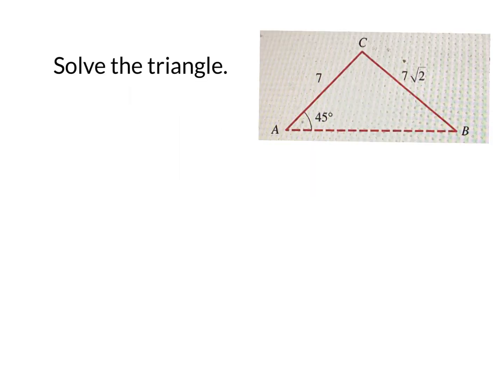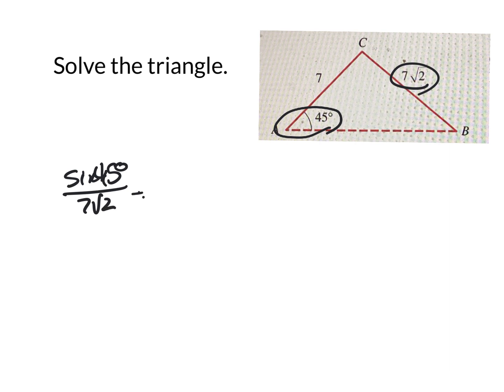All right, first one says solve the triangle, and it's basically giving us the same thing we got yesterday. I'm okay to use law of sines because I know angle A and I know side A. Remember, they're opposites of each other. So I'm going to say sine of 45 over 7 times the square root of 2 equals sine of angle B over 7.